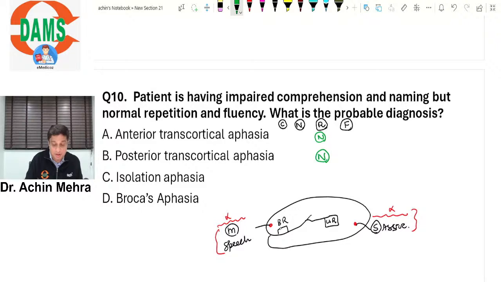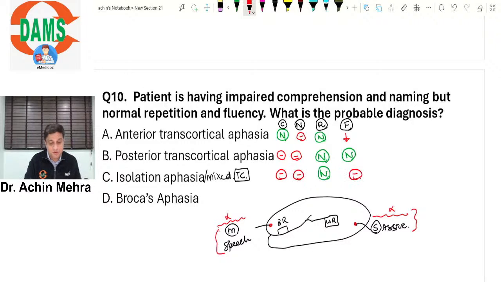Now, anterior transcortical should behave like Broca's and posterior transcortical should behave like Wernicke's. So the posterior transcortical is like Wernicke's: comprehension is gone, naming is gone, fluency might remain normal. If the anterior transcortical behaves like Broca's with preserved repetition, then fluency is decreased, naming is gone, and comprehension is intact. And what about isolation aphasia? That's another name for mixed transcortical aphasia, the echolalia concept. He's living alone, isolated. For him, the repetition is normal, the rest is all gone.